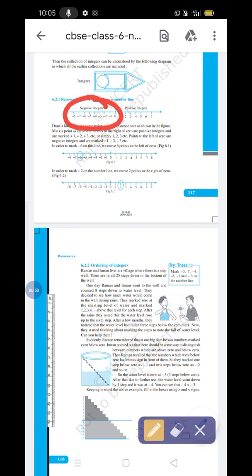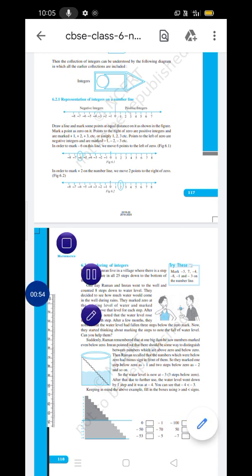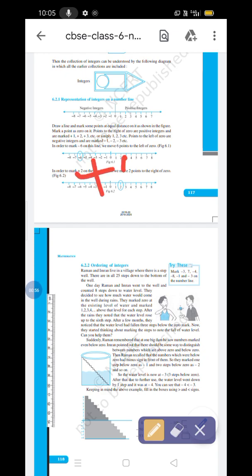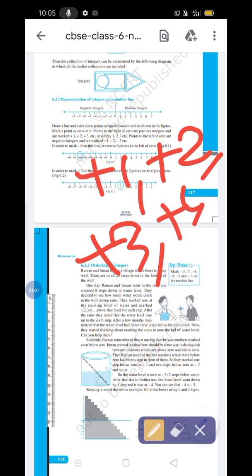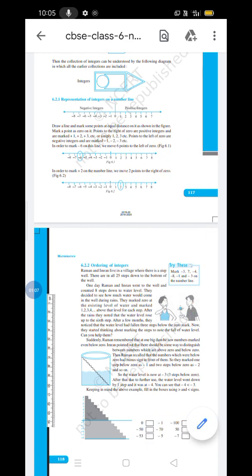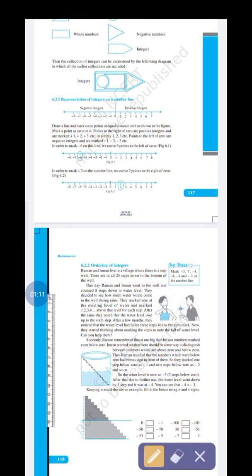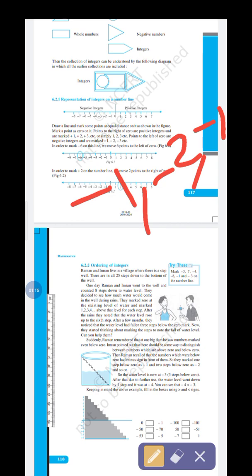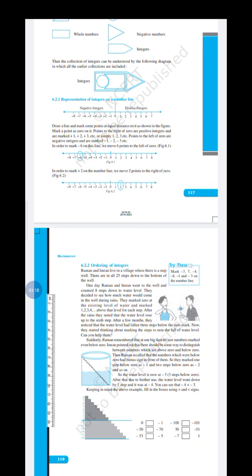The positive integers are represented by +1, +2, +3, +4, etc., or 1, 2, 3, 4. Similarly, the negative integers are represented by -1, -2 and -3.